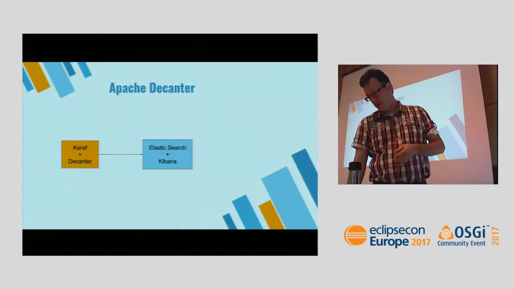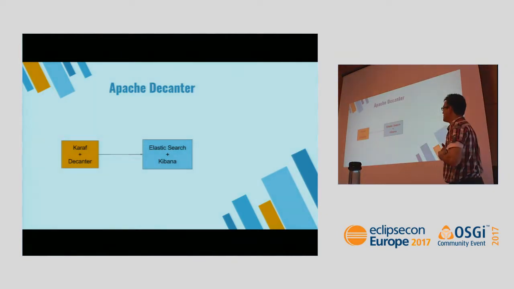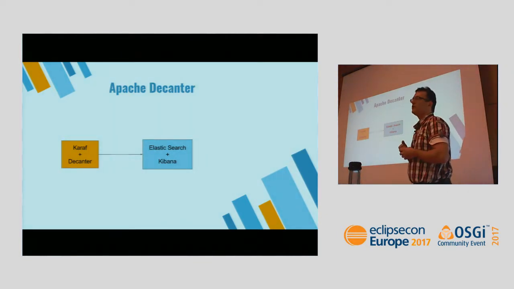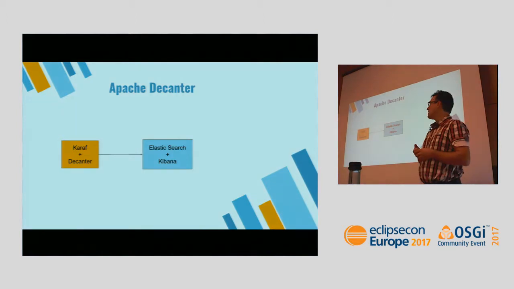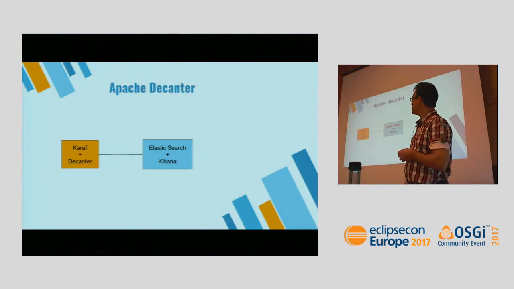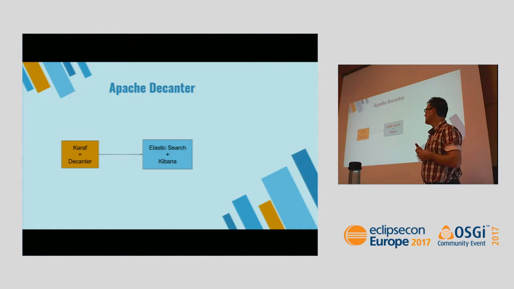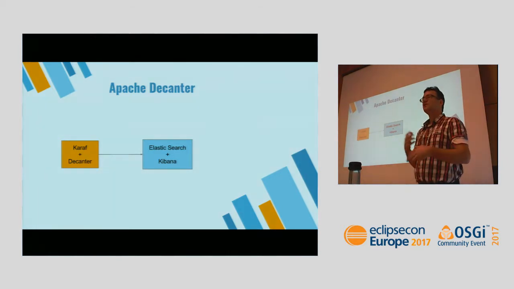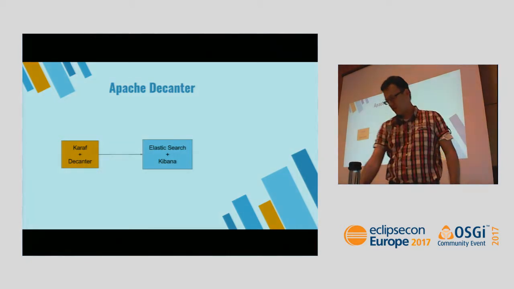And Apache Decanter makes it a lot simpler. You can simply install Decanter as a feature in Karaf, and out of the box you have some connection to Elasticsearch, and you don't have to set up much to make it work in a pretty good way.